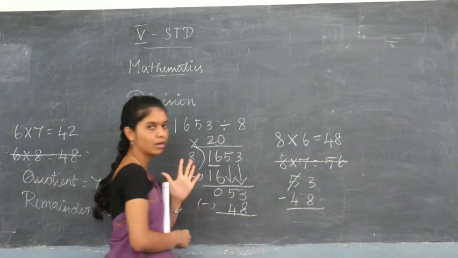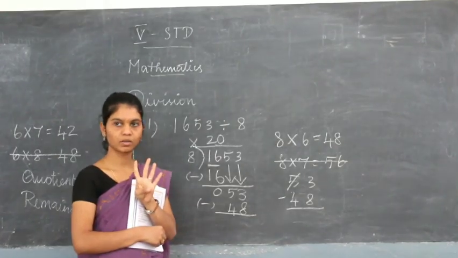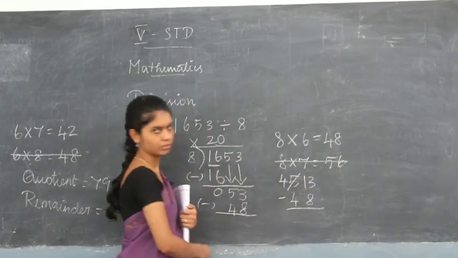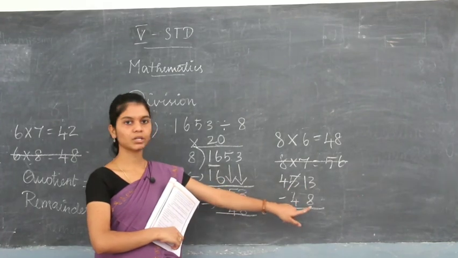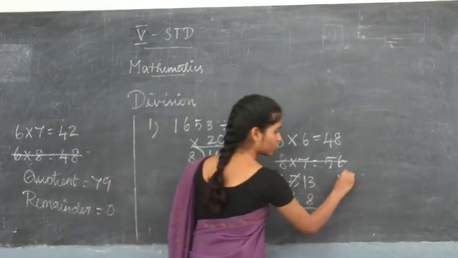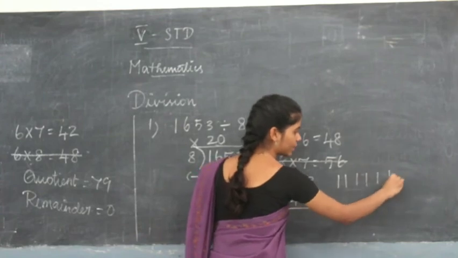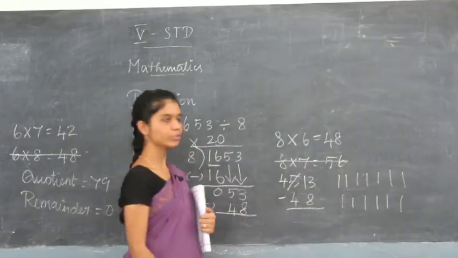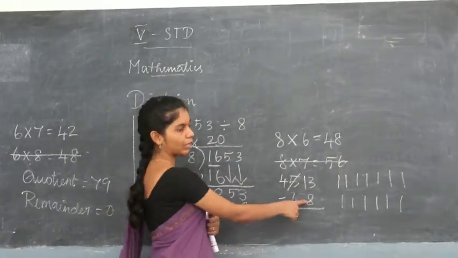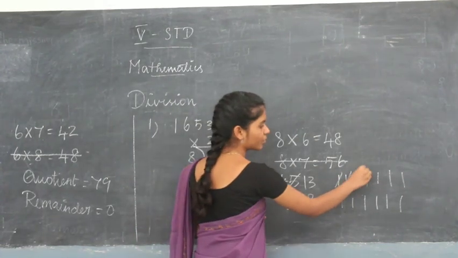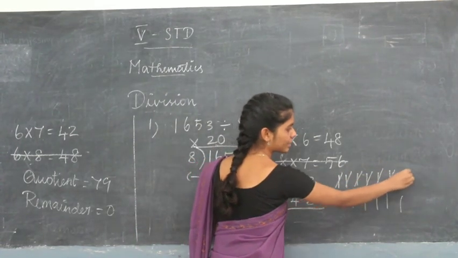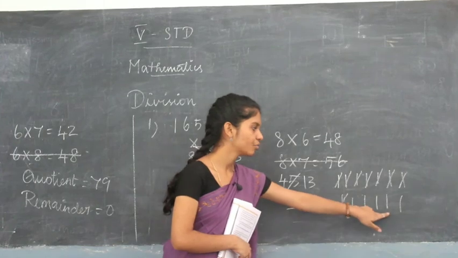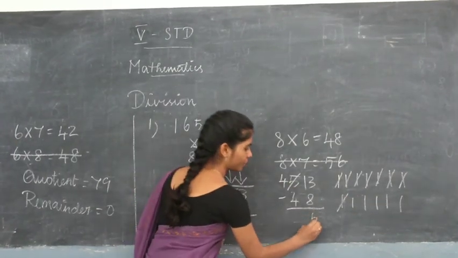So if you borrow 1 from 5, how many will you get? 4. So 4 you will get, and here you will put 1. So you will get 13 here, and 13 minus 8. You have 13 ones and you have to subtract 8. So 1, 2, 3, 4, 5, 6, 7, 8. So what are the remainings? 1, 2, 3, 4, 5. So you will put 5 here.